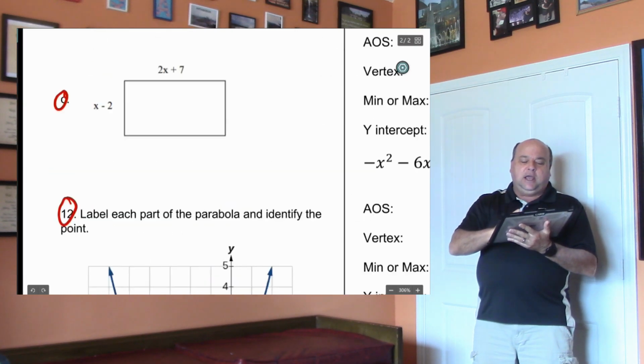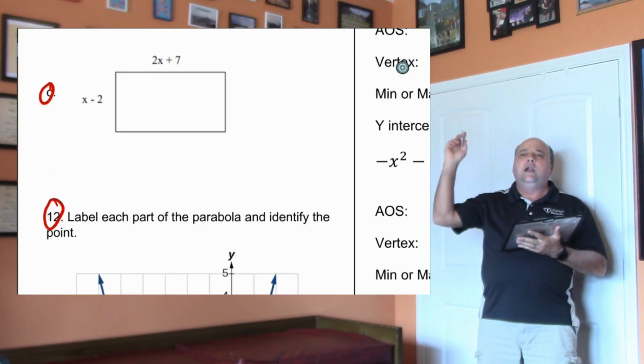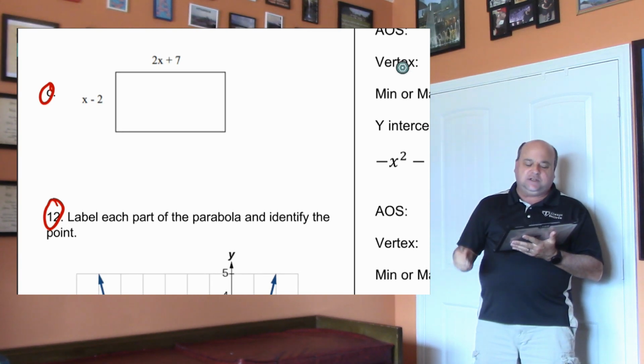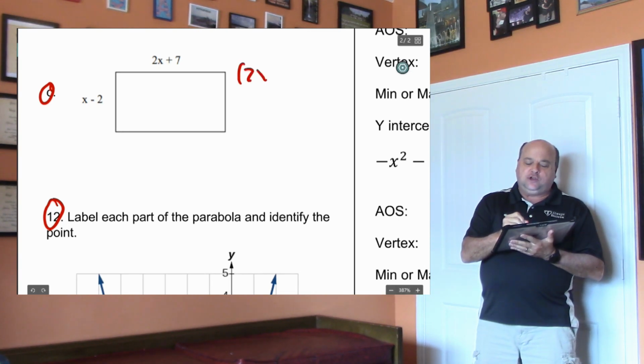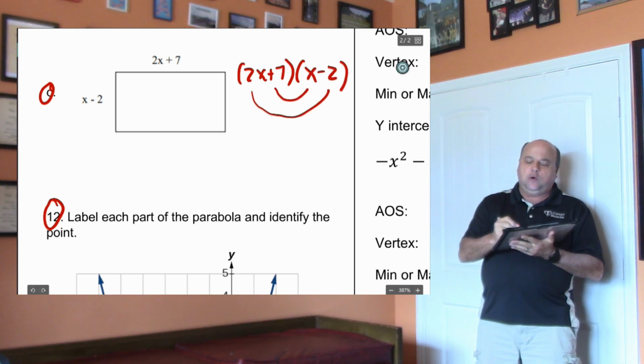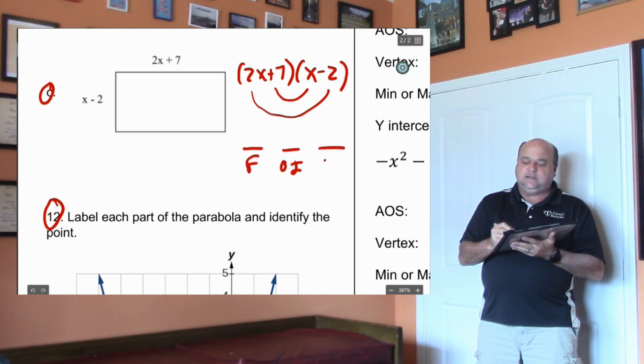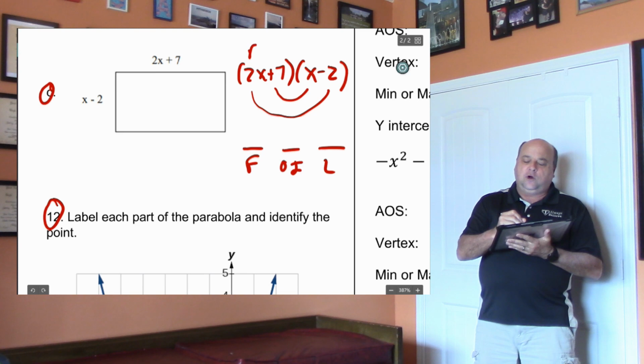Let's go to the back page. Let's find the area of this rectangle. A lot of multiplying and factoring on this test. Make sure you do it. Write down 2x plus 7, parentheses x minus 2. We're going to multiply that. Draw your rainbow arches. Draw your 3 blanks. First, outside, inside, last.